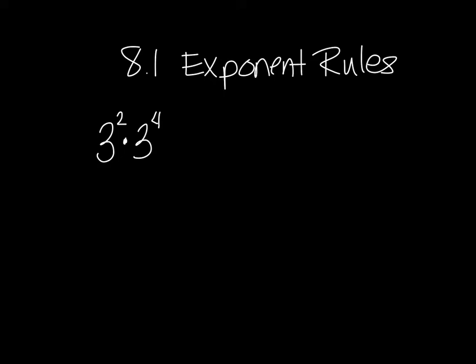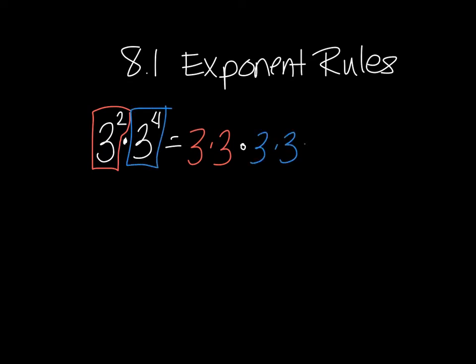Well, the first thing is to make sure you understand what these things mean. Remember, exponents mean that you're multiplying. So if I look at 3 squared, what I'm saying is I have 3 times 3. And then if I look at 3 to the 4th power, what I'm saying is that I have 3 times itself 4 times. So I have the base number 3 4 times.